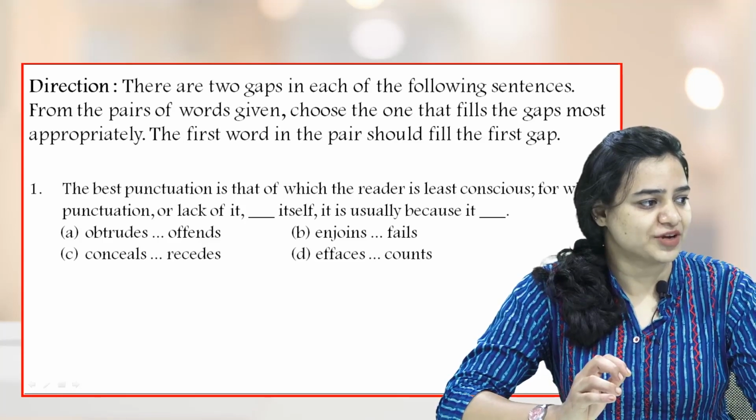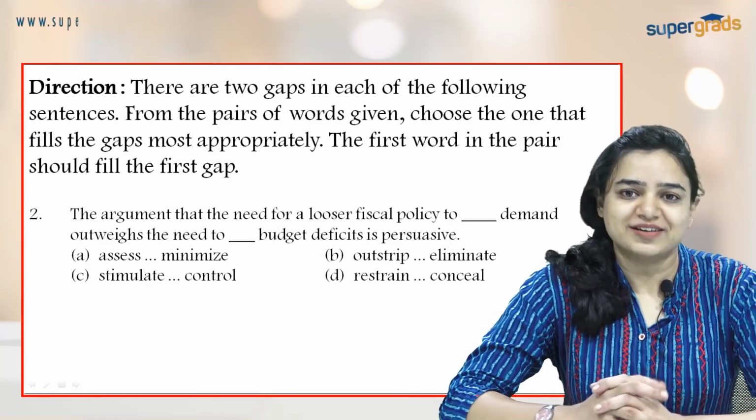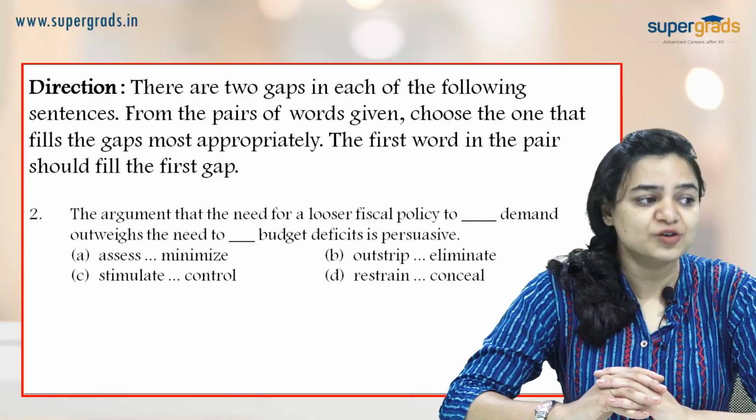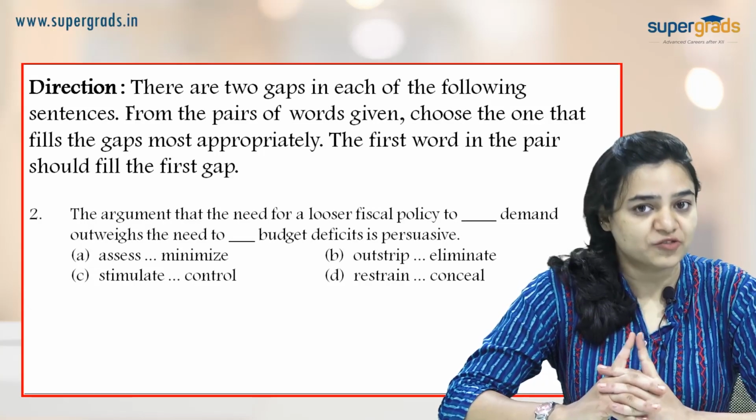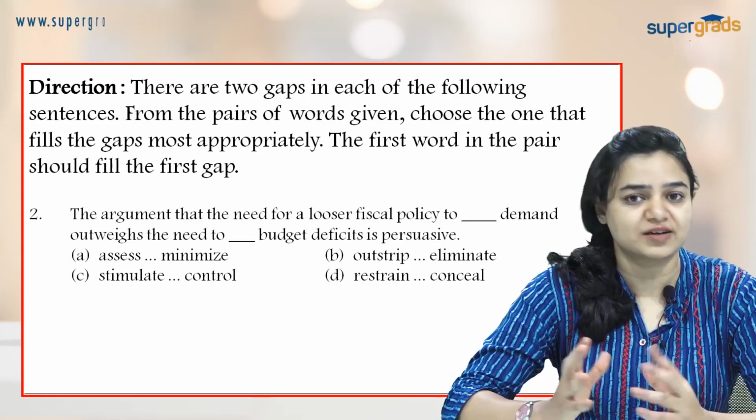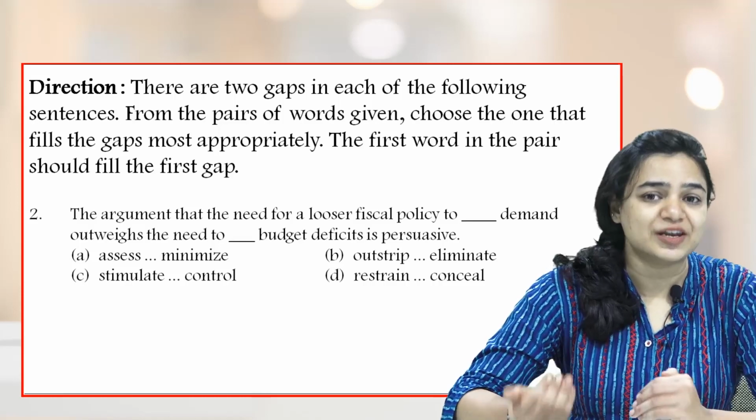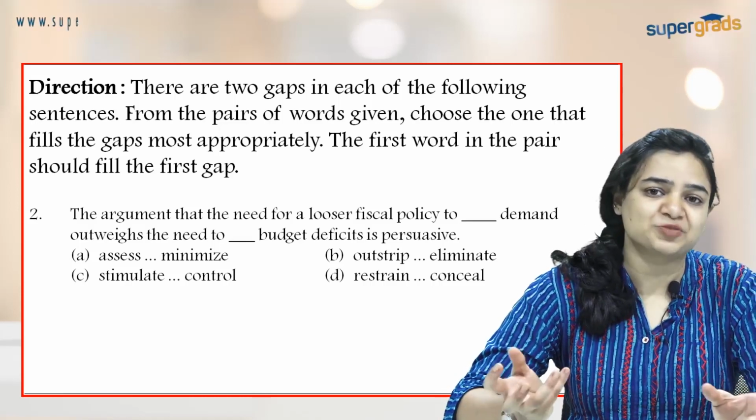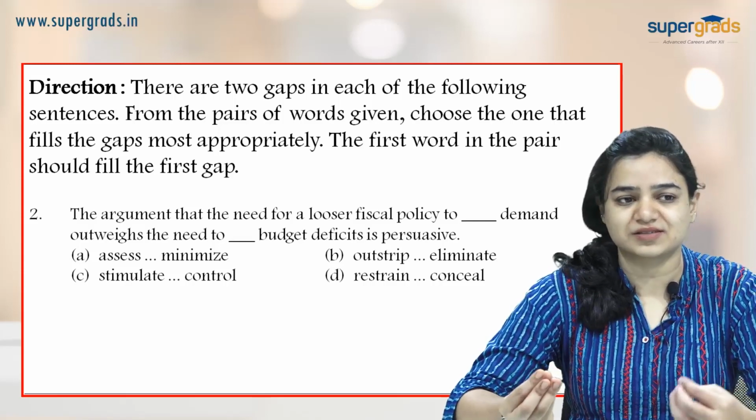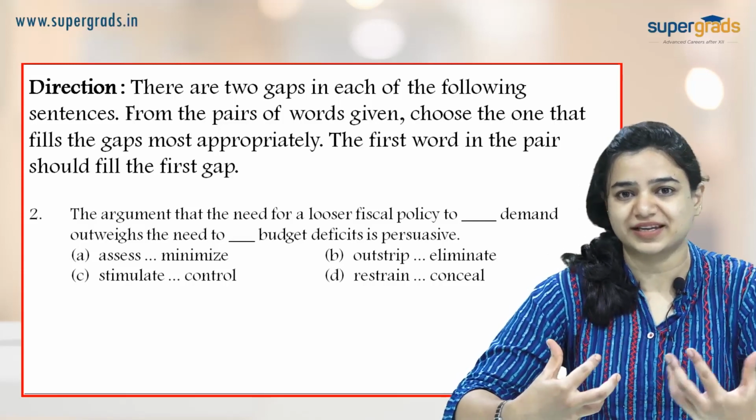Moving on to question number 2. Let us see what the keyword is here. The argument that the need for a looser fiscal policy. The first thing I must notice here is that we are talking about a looser fiscal policy, and we are evaluating which path is better. A little bit of economics is going to be applicable here because this is a technical question.